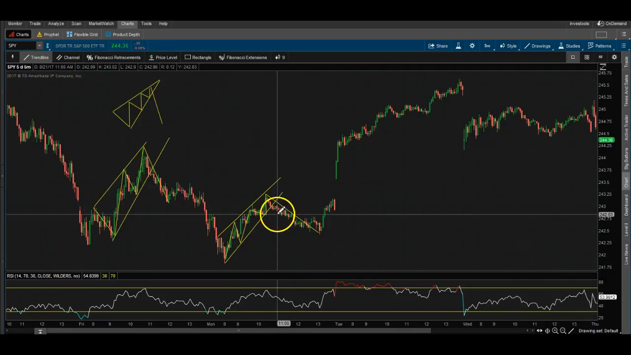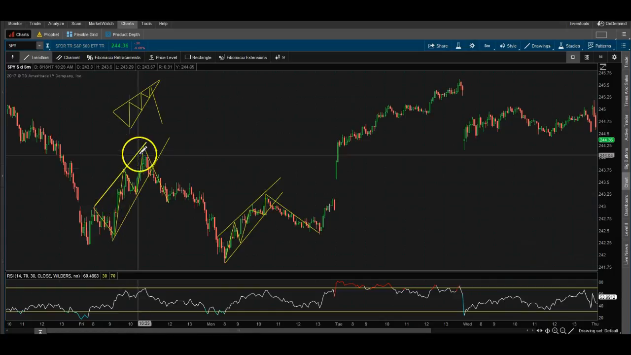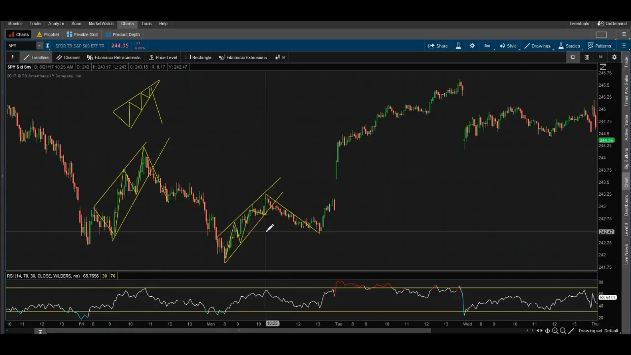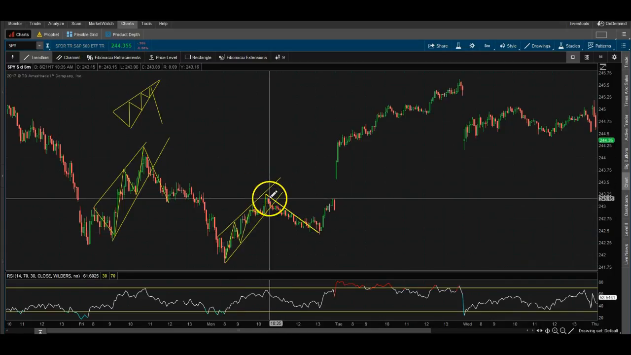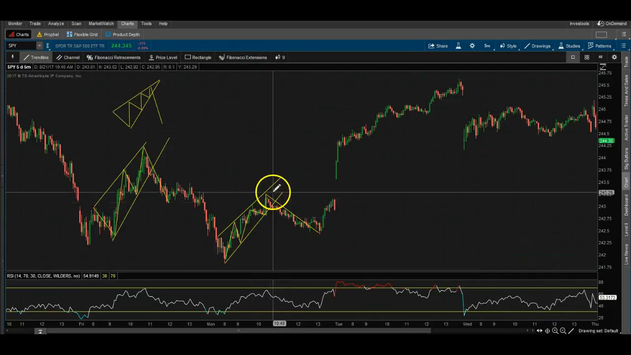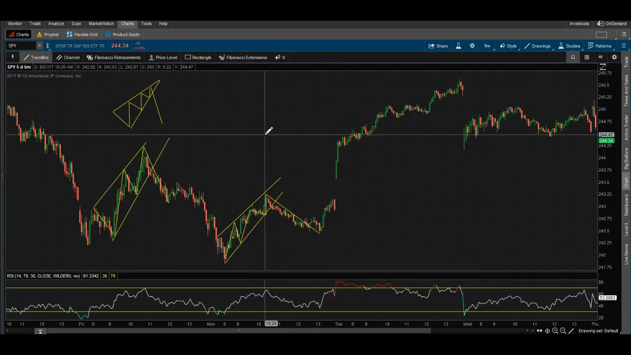Okay, very, very powerful. Now, how could we tell when it's going to break down? Well, you really can't, right? Because you never know if it might just start to break down a little bit and then keep going higher, or just keep going higher and keep riding the channel.